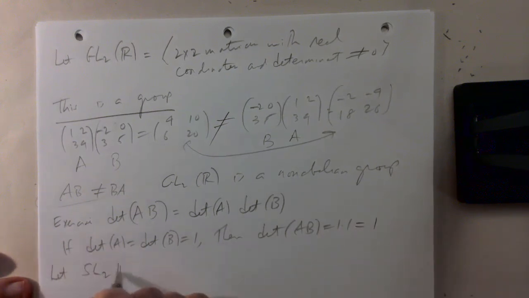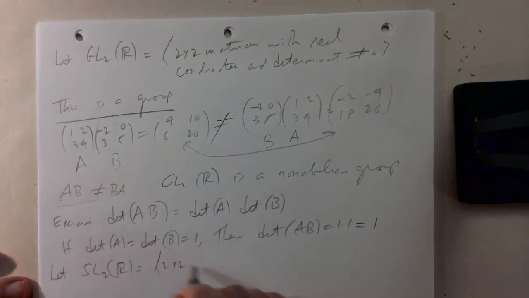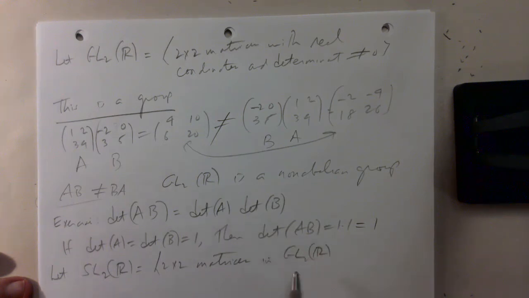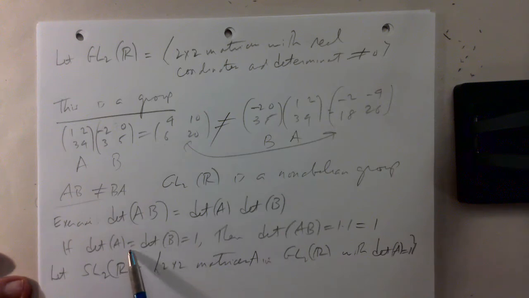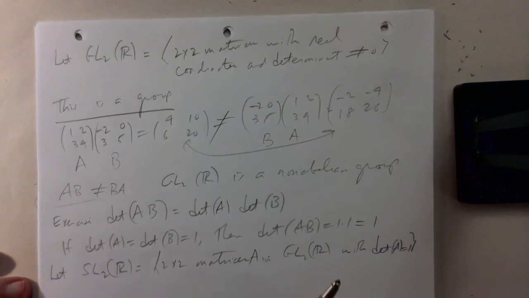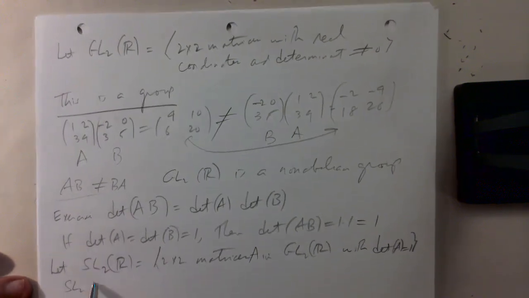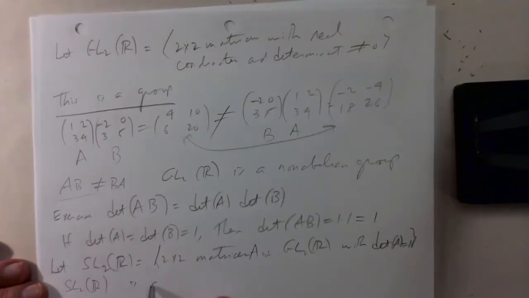So suppose we let SL2R be the set of all 2 by 2 matrices in GL2R. This is all 2 by 2 matrices with non-zero determinant. SL2R is a subset of them, all 2 by 2 matrices in GL2R with matrices A, with the determinant of A equal to 1. So we just proved that the product of 2 matrices of determinant 1 also has determinant 1. So SL2R is a subgroup of GL2R.